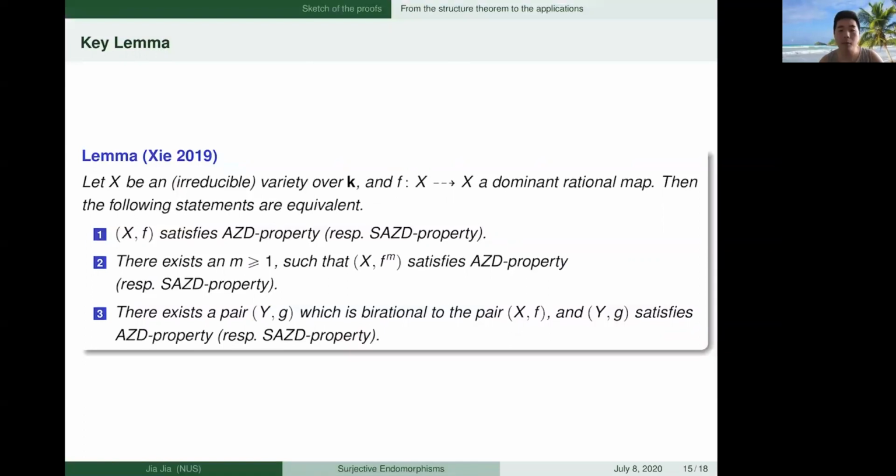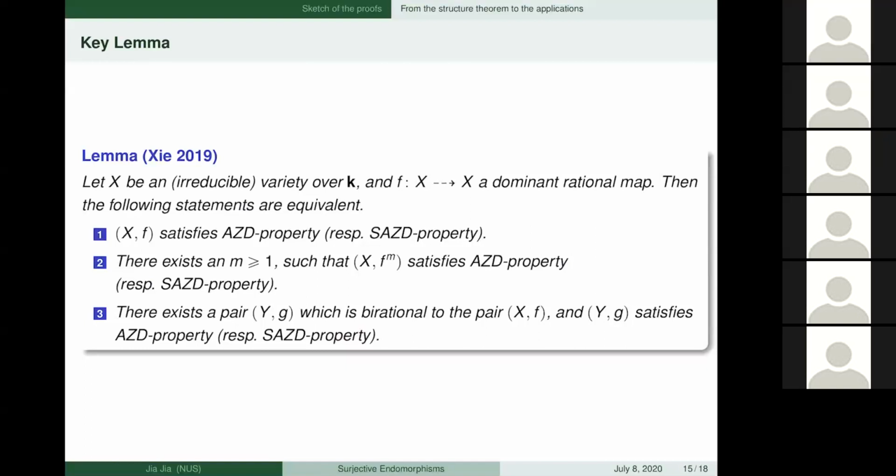Let X be a reducible variety over K, and F a dominant rational map. Then the following 3 conditions are equivalent. The pair (X, F) satisfies the AZD property, equivalent to (X, F^n) satisfying the AZD property, also equivalent to this statement: there is another pair (Y, G) birational to (X, F), and this (Y, G) satisfies the AZD property. Also, this statement holds true for the SAZD property. This is the key lemma.